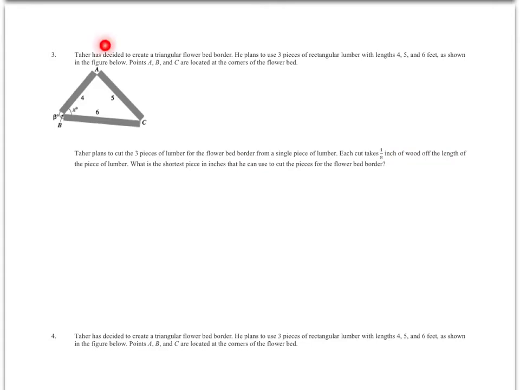Just 3 questions that go with this next part right here. Somebody from the Middle East has decided to create a triangular flower bed border. He plans to use 3 pieces of rectangular lumber with lengths 4, 5, and 6. So piece of lumber, piece of lumber, piece of lumber, length 4, 5, and 6 feet. Points A, B, and C are located at the corners of the flower bed.